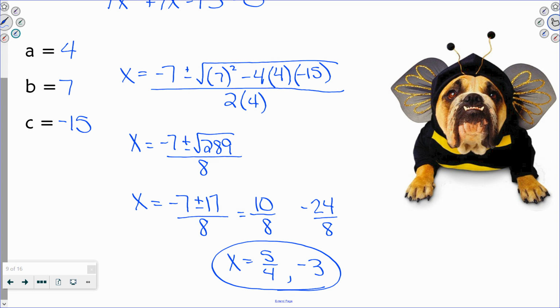What happened in this problem that made it so that there was no i and no radical? I had a perfect square. Yep. That's called a discriminant. A little vocab for you. That number under the radical is called a discriminant. But we'll talk about that later this week.